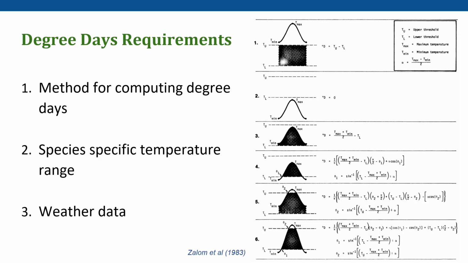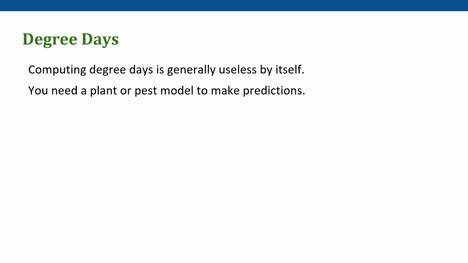You're going to need to know that temperature range, an upper and lower threshold for your species of interest, and then you're going to need a source of weather data. Right? So those are the main ingredients to compute degree days. But that by itself is not really very useful, because in order to use this record of accumulated degree days for making a decision about crop management, you also need a plant or pest model to interpret it.